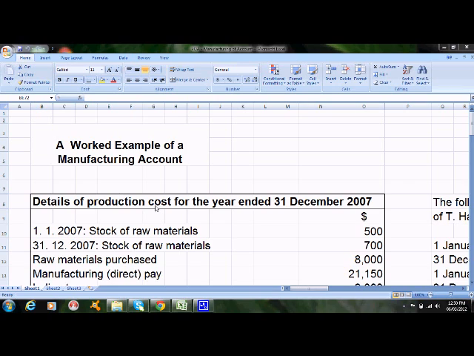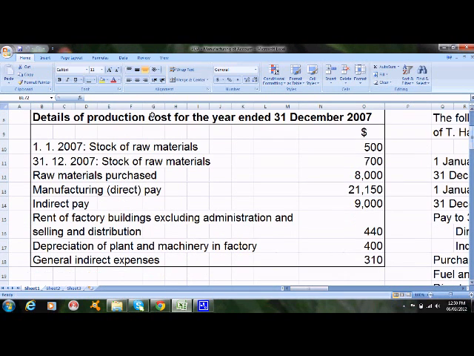This shows details of a manufacturing account for Mr. C. Clark. It has been assumed that there are no partly completed units known as work in progress, either at the beginning or the end of the period. So here are details, friends. Alright, let's go now. First one, details for production costs for the year ended December 2007.